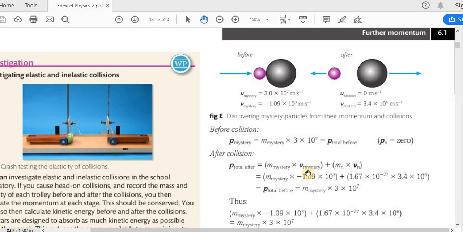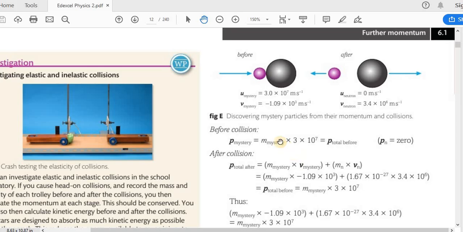Mass is a scalar quantity, so when you have momentum equals mass times velocity, when you multiply a scalar by a vector, the result is a vector. Like in F equals ma, mass is a scalar and acceleration is a vector, so the resultant force and acceleration are both in the same direction. So that's what we have here.